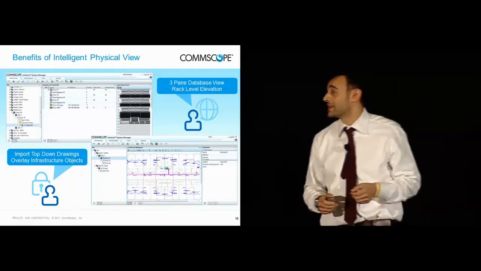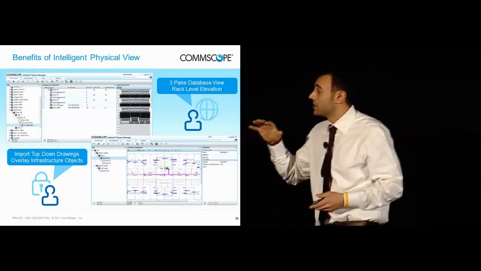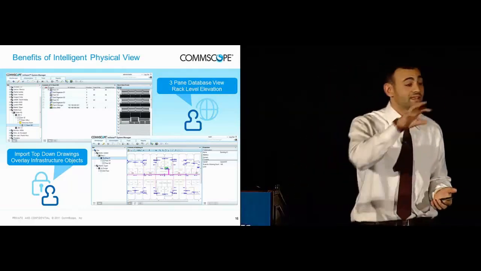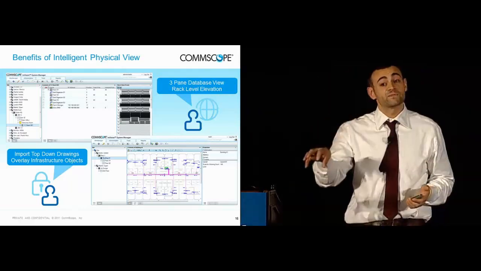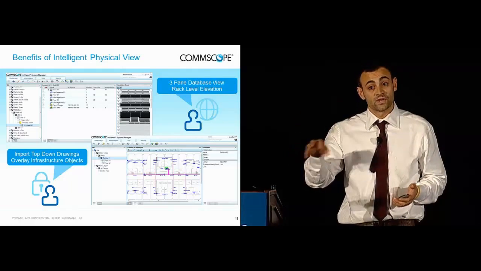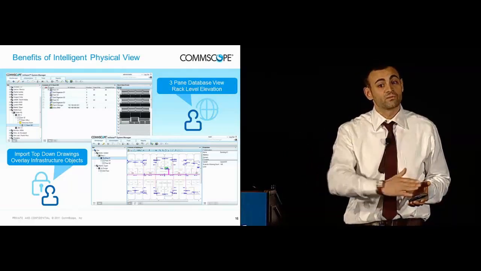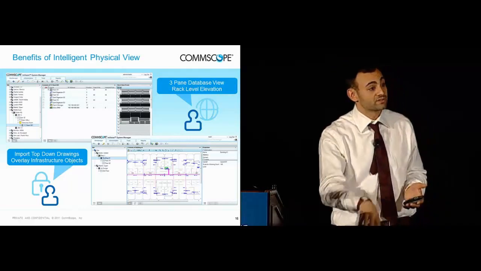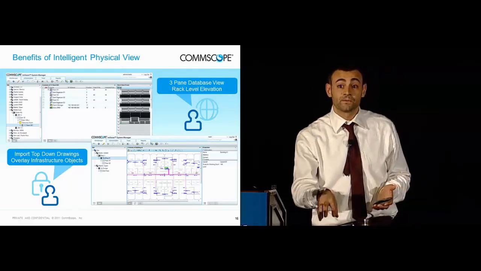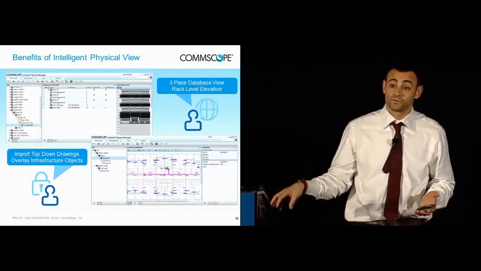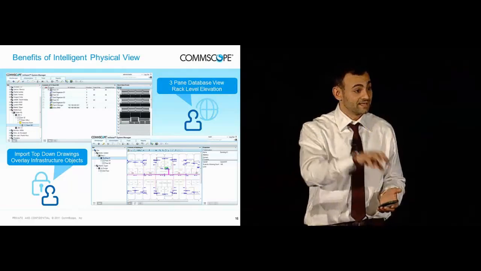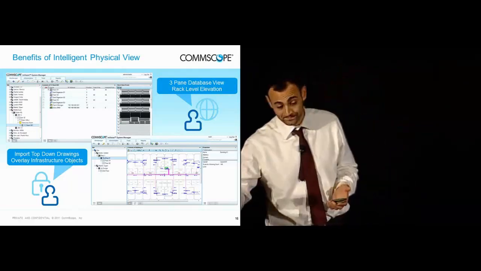So a top-down view allows you to actually import drawings, AutoCAD drawings, building drawings, map drawings, and then overlay by dragging objects onto those drawings. So essentially you're going from layer 1 all the way up the stack and seeing physically where your objects are located in a real-time view. As those objects move, as those soft IP phones move from office to office, the database is updated automatically.